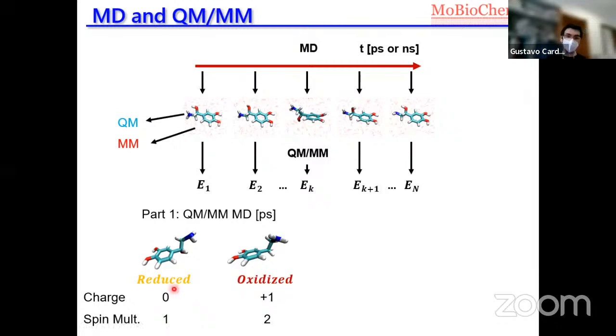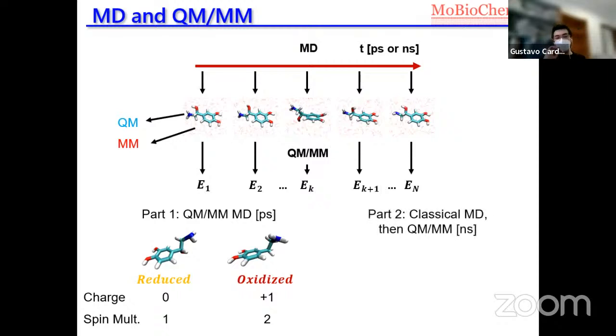So with these two parameters changed for the quantum mechanical part, the sampling is going to be different for each one of the species, and you're going to have two different potential energy surface curves. Okay, so this is our first part. We're going to compute the Redox potential there.